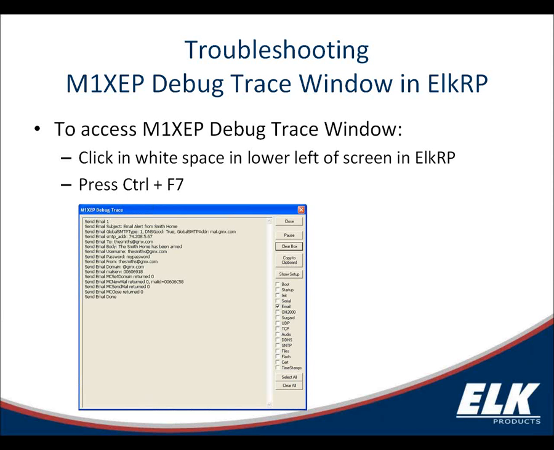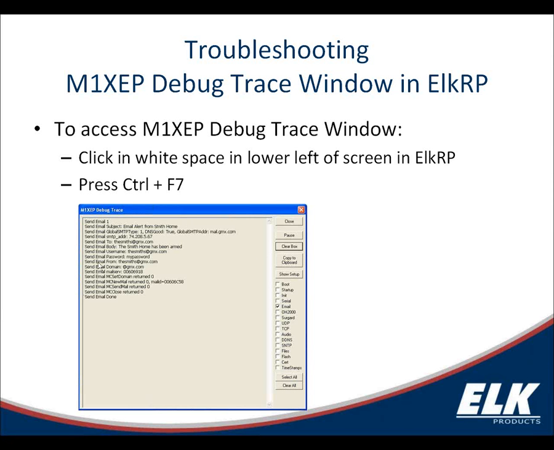Now, built in to the RP software, we now have a troubleshooting diagnostic tool that is the XEP Setup Debug Trace window. And on the left-hand side of the screen in ELK-RP, if you were to simply left-click on a blank area, then press Control and F7, it'll open up the Debug Trace window. And you might have to resize it to be able to see information in it, but under the Show Setup area, we can select Email, and as the system is trying to send that email, information will be logged into the center of the screen.